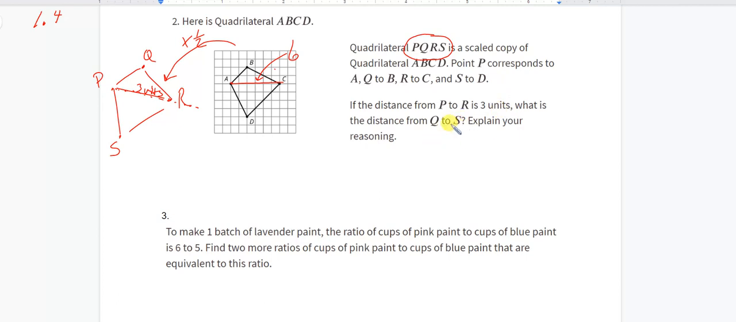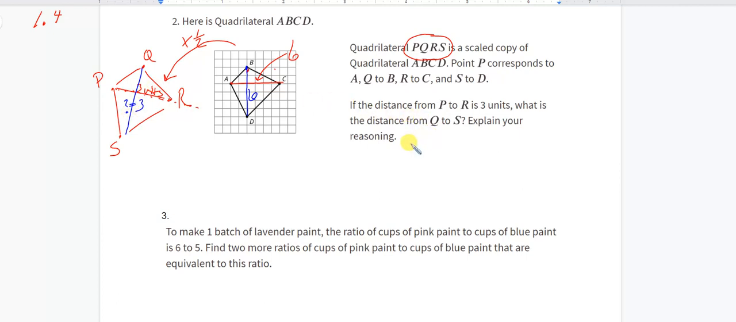If this is true, it's asking what is the distance between Q and S. So now that we know this is half, we want to know Q to S, which is the distance that corresponds with B to D. So let's do a different color here. B to D would be this distance, which corresponds over here to Q to S. They want to know how long that is. Well, we know we got a half scale factor from our original to this new one. So if this one is 1, 2, 3, 4, 5, 6, if this is 6, then that means that it is 3, because half of 6 is 3.